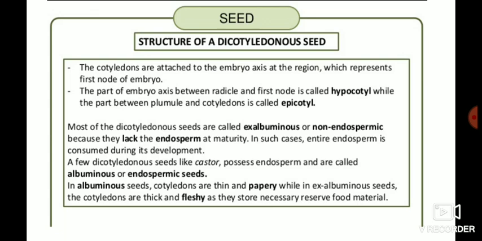In albuminous seeds, the cotyledons are very thin and papery because they do not need to store food, since they possess a lot of endosperm. While in the case of exalbuminous seeds, since they do not possess the albumin, the endosperm, they need to store the food material in their cotyledons. That's why their cotyledons are fleshy.